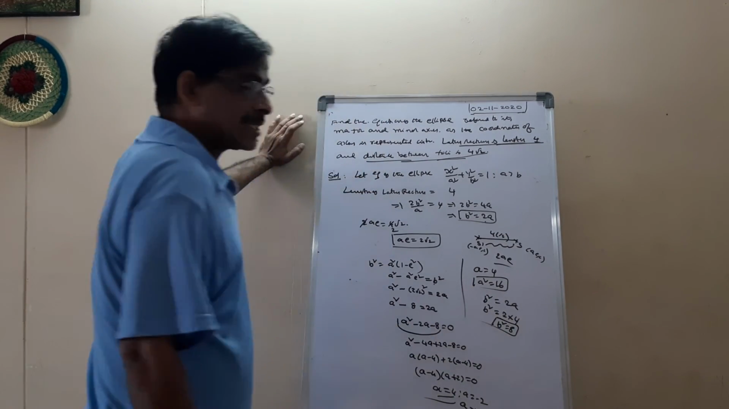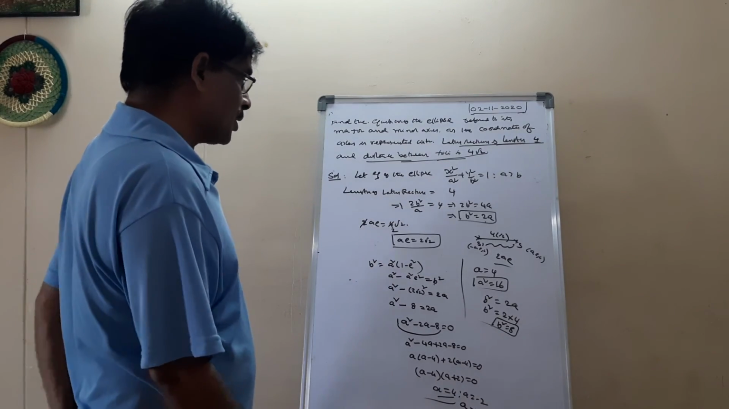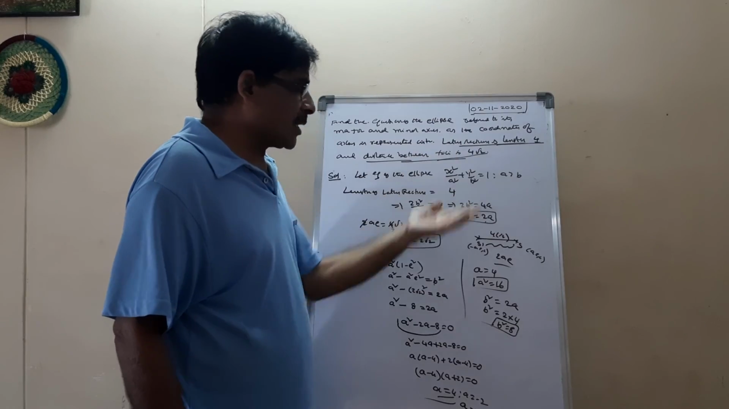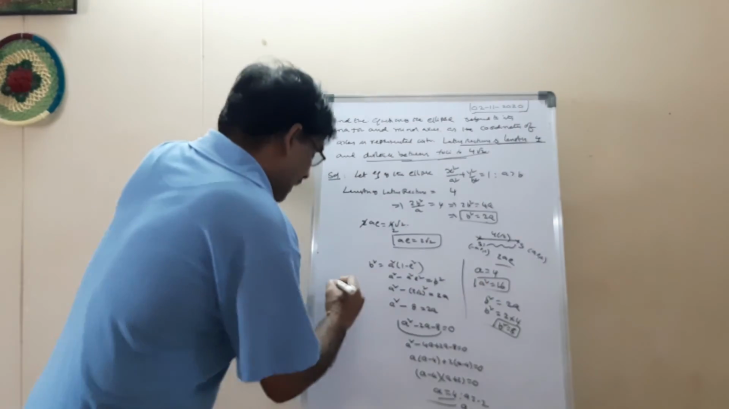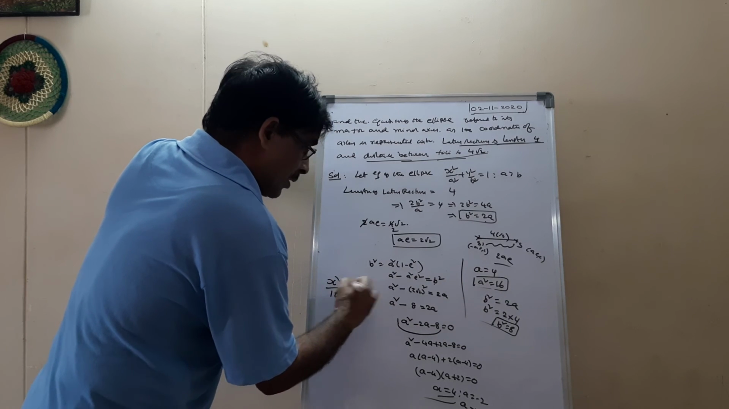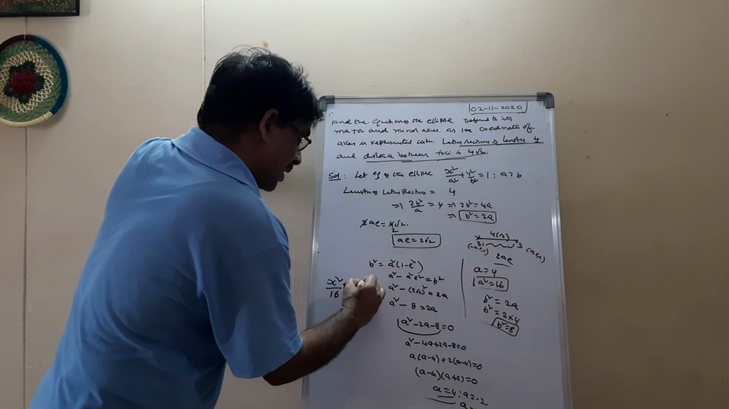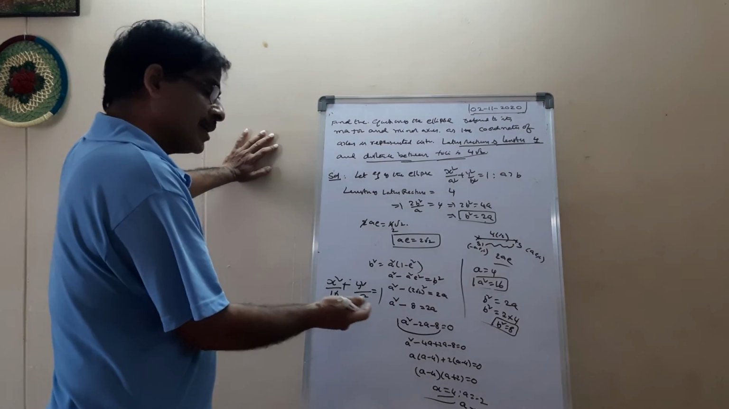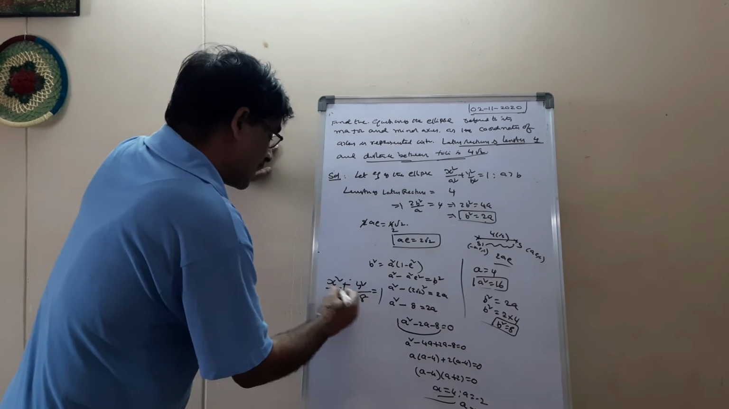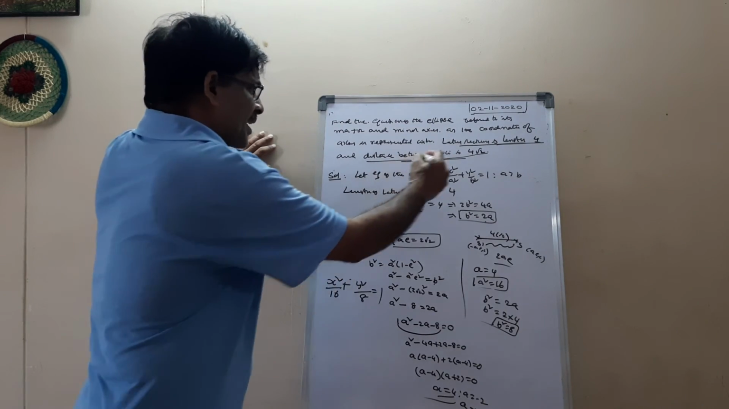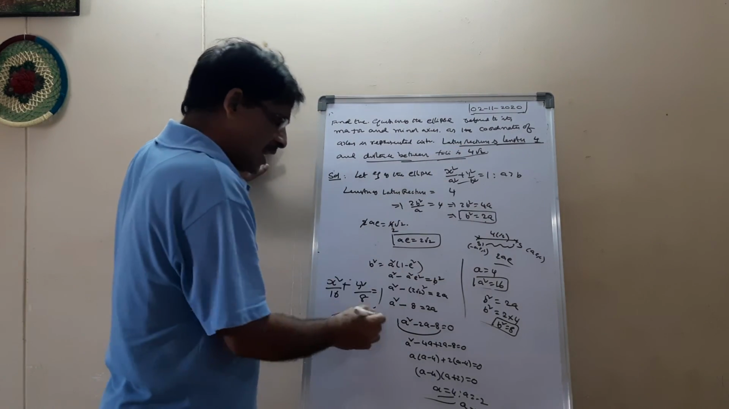We have the a square value and the b square value. What is our standard form of the ellipse? x square by a square plus y square by b square equal to 1. Substituting, x square by 16 plus y square by 8 equal to 1. Or you can take LCM, but since we are asked for the standard form, leave it.